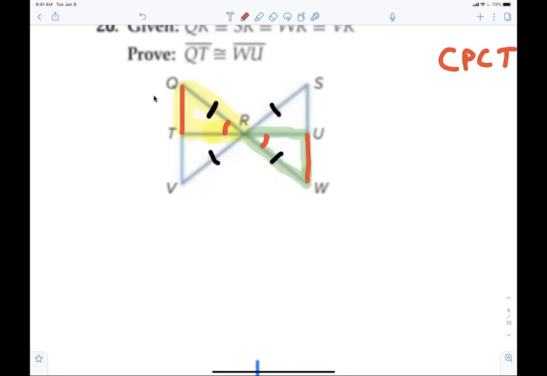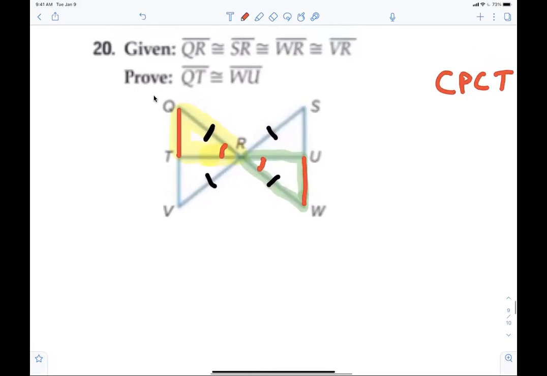That's side, angle, side. But so far I have a side and an angle marked. This is what the problem is. So far I have a side and an angle marked. Chloe? The alternate interior angles. Yeah, but we don't know that they're parallel. It doesn't say they're parallel, does it? No.